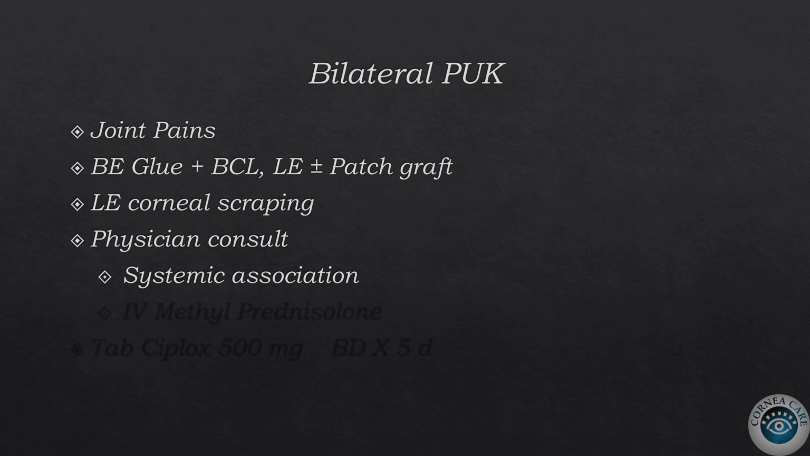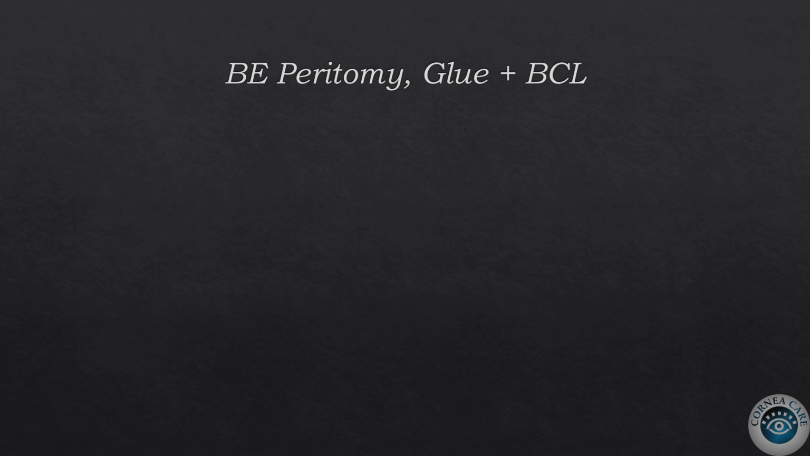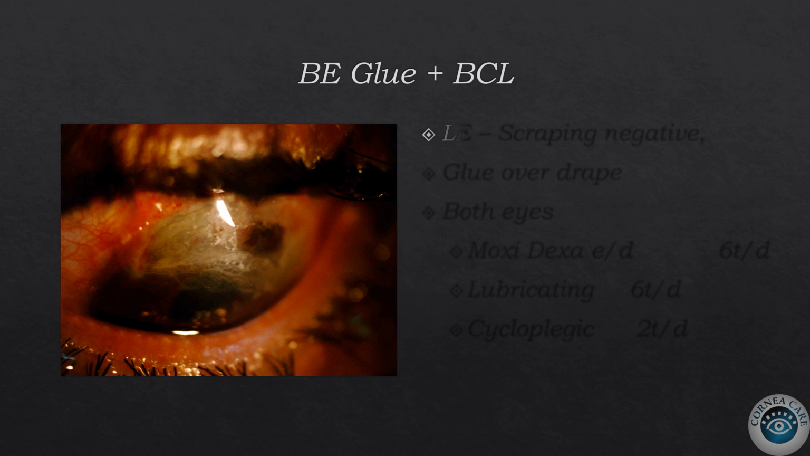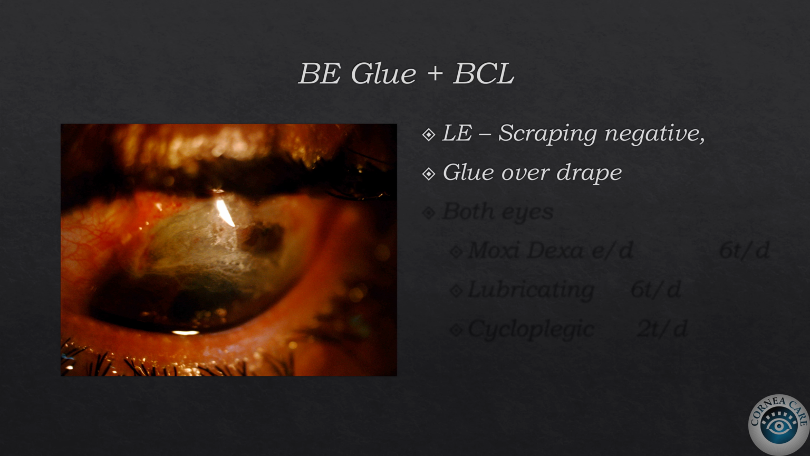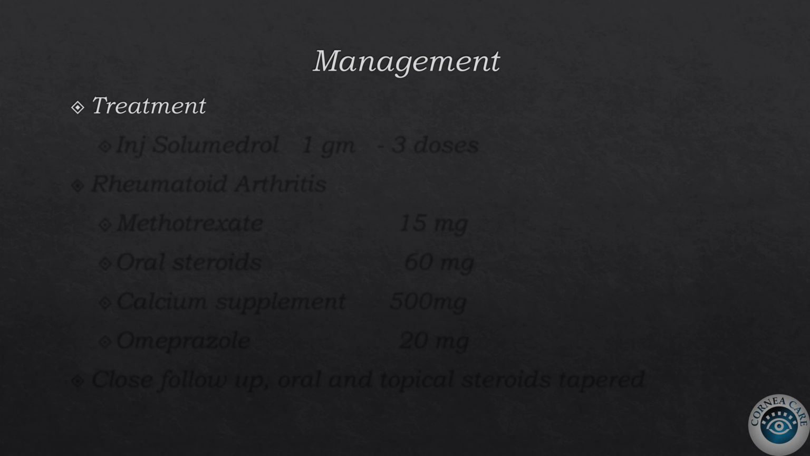The extent of disease demanded prompt immunosuppression, so IV methylprednisolone 1 gram was started. Oral Ciplox was also given in view of perforation. Peritomy and glue BCL were done in both eyes, but scrapings were taken only from the left eye. Here the prolapsed iris was covered with a piece of eye drape and post-op antibiotic steroids were started. He received a total of 3 doses of IV steroids.